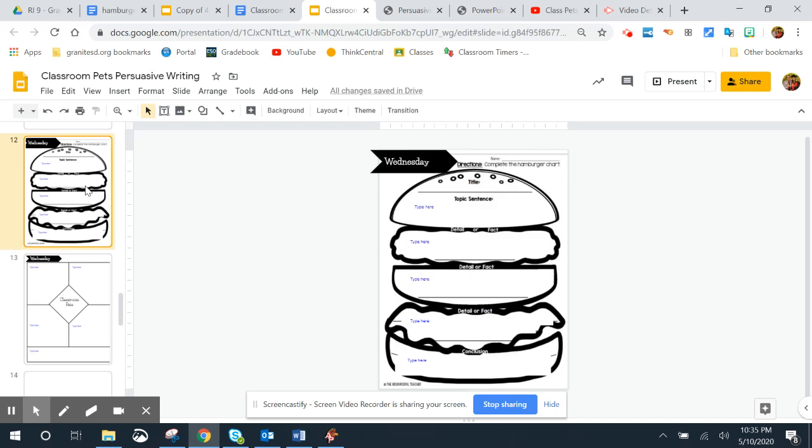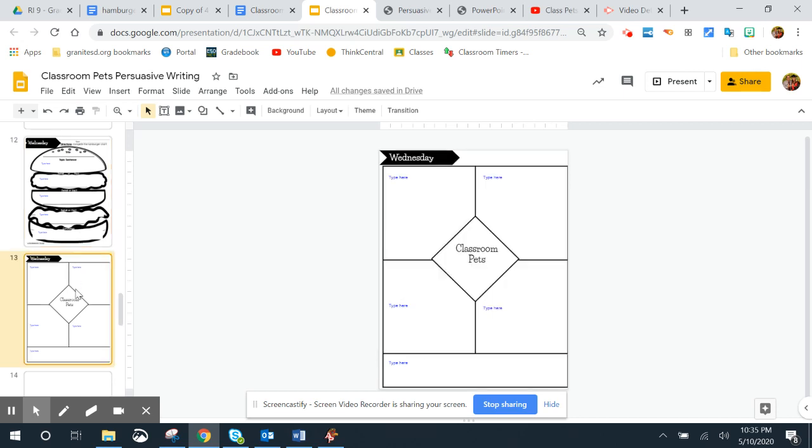You picked either the hamburger or the four square. So whichever one you are more comfortable with, use this to write your paragraph.